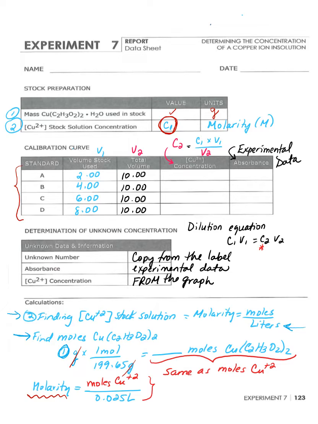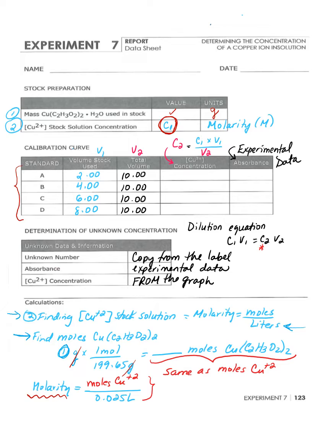So in your table, you should have your volumes 2, 4, 6, 8. The total volume for all of your standards is 10 milliliters, which is the volume that you have for each volumetric flask. Now the absorbance you have, that's your experimental data, and those numbers, they should be increasing. As the volume here, your volume 1, is increasing, the concentration that you're going to be calculating should be increasing, and the absorbance should be increasing too, because absorbance and concentration, it's directly proportional.